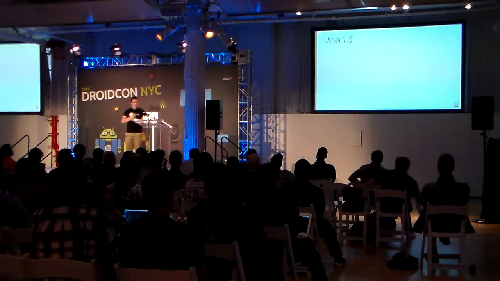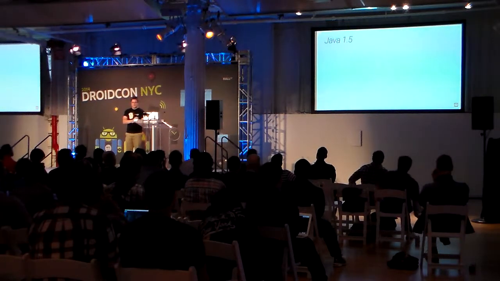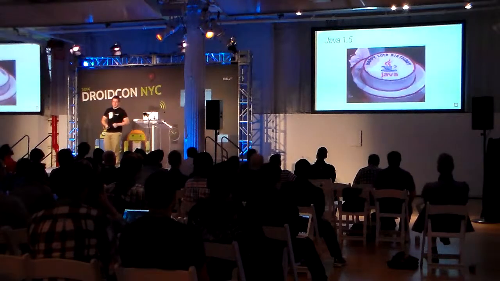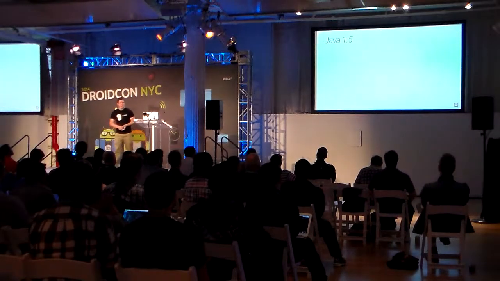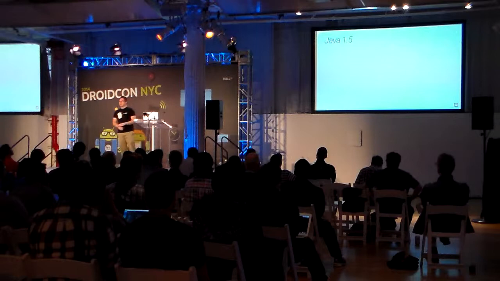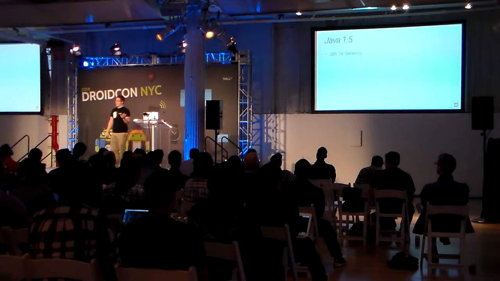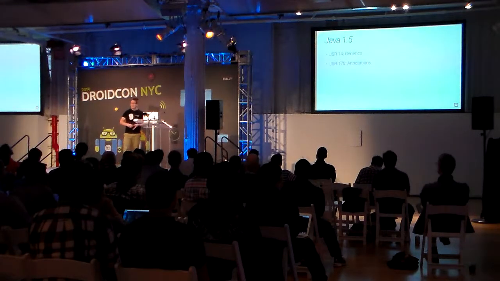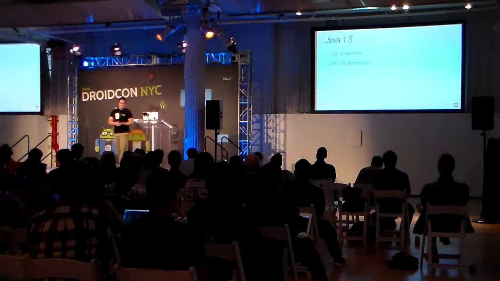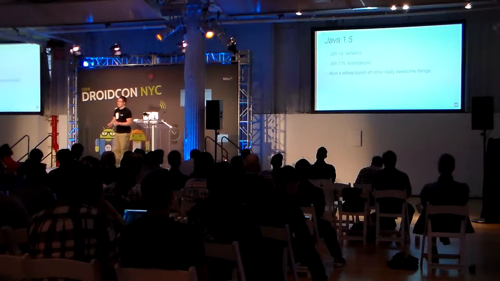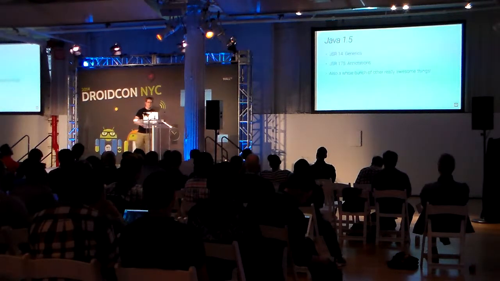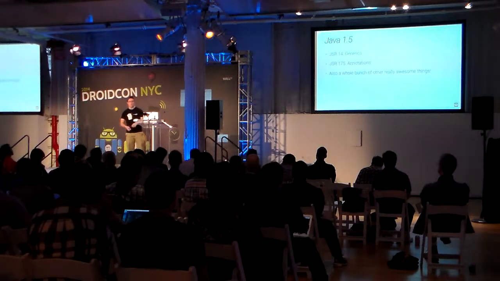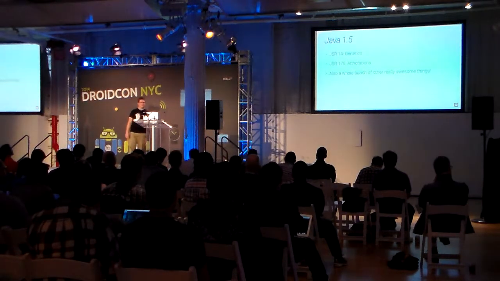So Java 1.5. Java 1.5 was released in September of 2004. So happy 10th birthday, Java 1.5. And it came with all kinds of really cool stuff. Generics, which it's hard to believe these never existed. Annotations, of course. And a whole bunch of other awesome things. I'm not going to go into them, but generics and annotations are the two that are going to be most able to be leveraged by annotation processing.